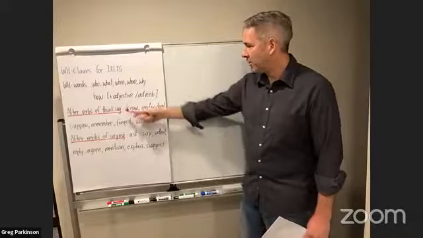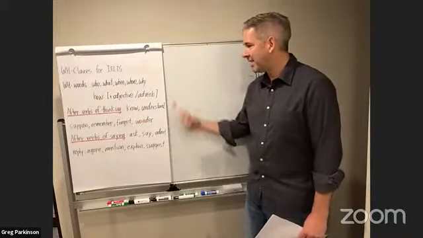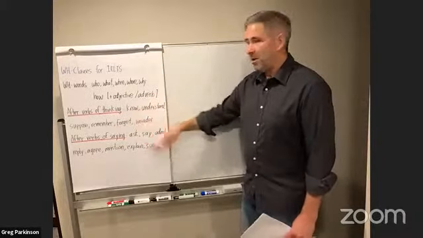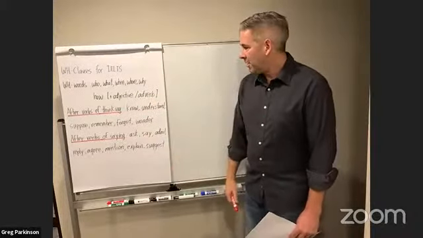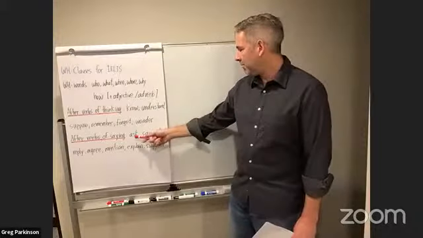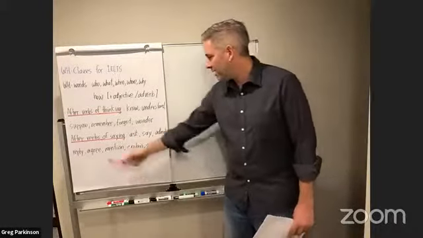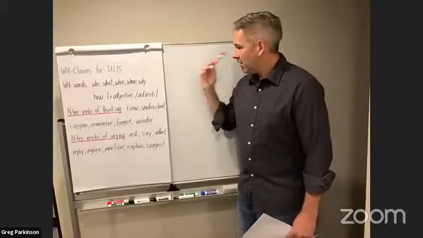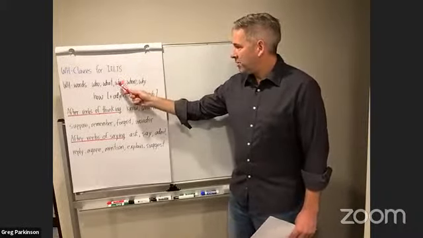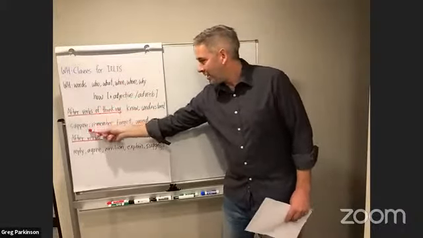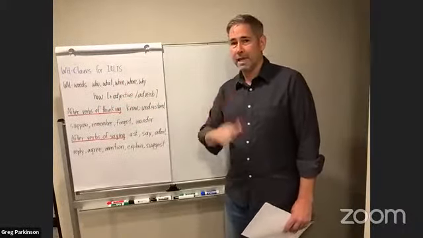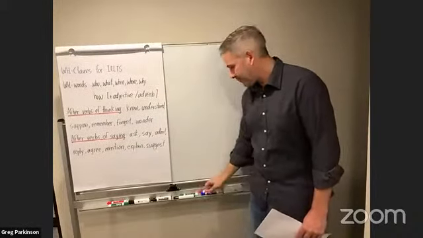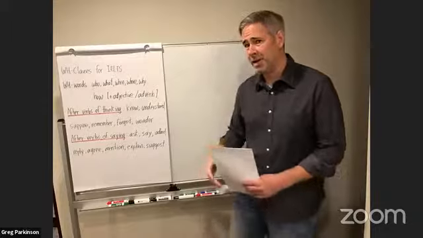So for example, verbs of thinking: know, understand, suppose, remember, forget, wonder. There are others. These are just some examples. Verbs of saying: ask, say, admit, reply, agree, mention, explain, suggest. What happens is we use a WH word after these verbs of thinking and saying, and then we add on another clause, right? So this is the form I'm going to show you in a second.